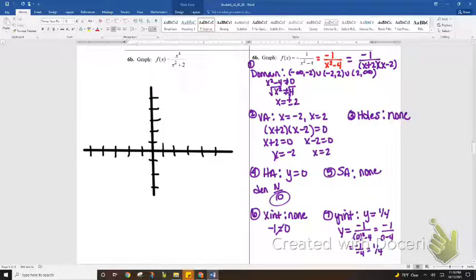Okay, vertical asymptotes at x equals -2 and x equals +2. No holes, horizontal asymptote at y equals 0. No slant asymptote. No x-intercept, and the y-intercept is at 1/4.